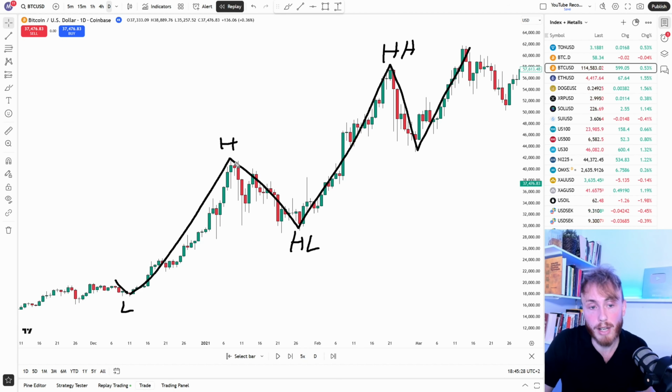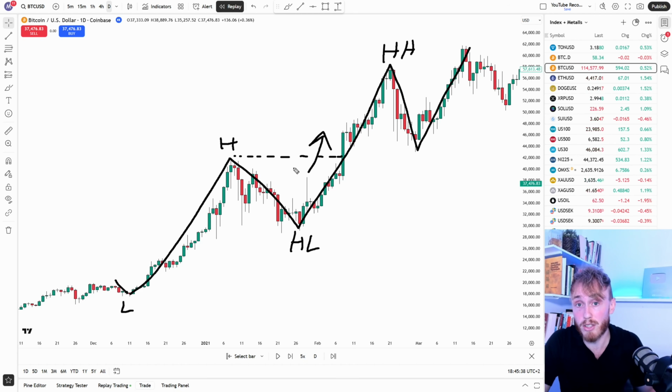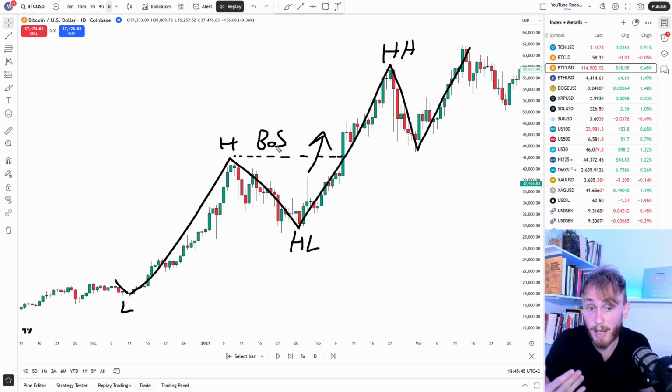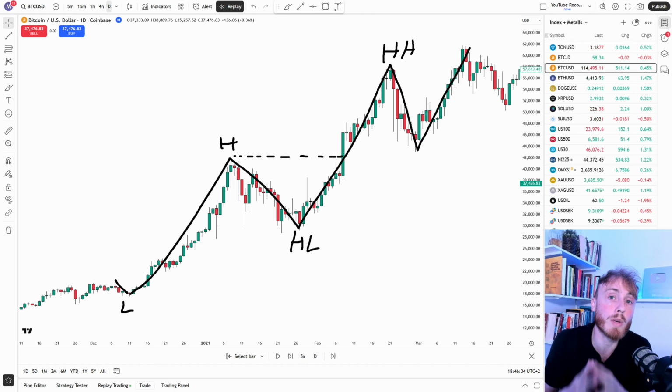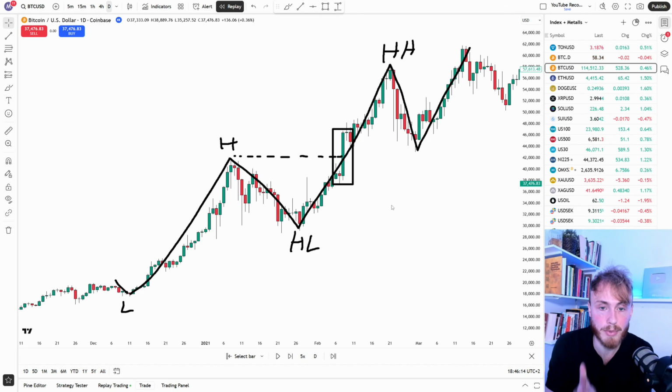I also want you to be able to identify the break of structures and potentially change of characters. If you take a look at this point right here, when the price broke above, is this a break of structure or change of character? Well, this right here is clearly a break of structure because the price pushed above the previous high. The next thing I want you guys to notice is, how was the price action when we broke above this high? Well, if you take a close look, you can see that this green candle right here was the candle that broke above the previous high.